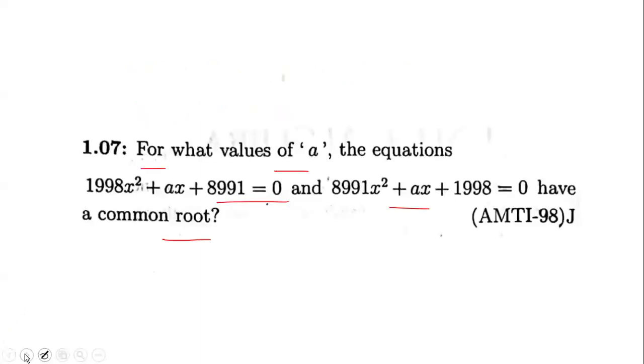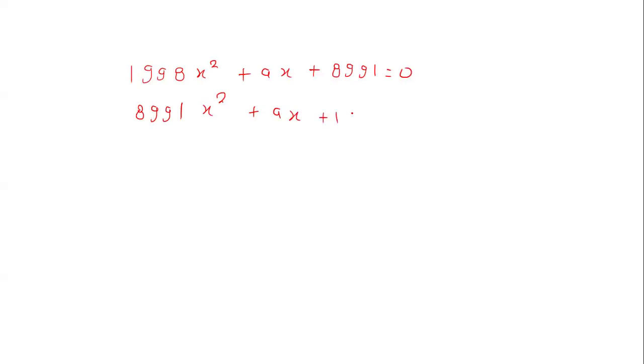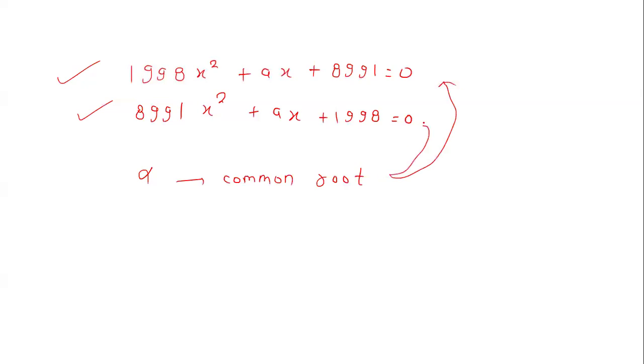So let's write these two equations. One equation is 1998x² plus a times x plus 8991 is equal to 0. And the second equation is 8991x² plus a times x plus 1998 is equal to 0. Common root means that the root satisfies this equation and this equation also. So let alpha be the common root, which satisfies both equations.